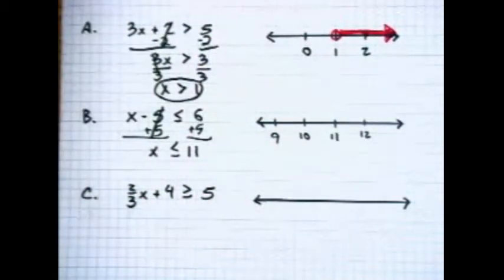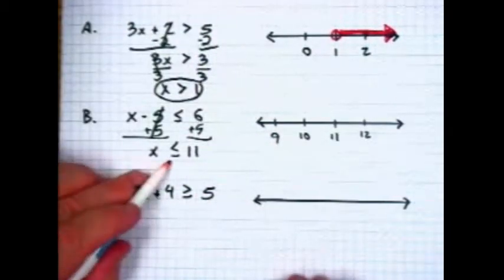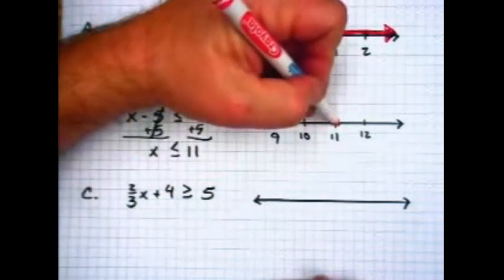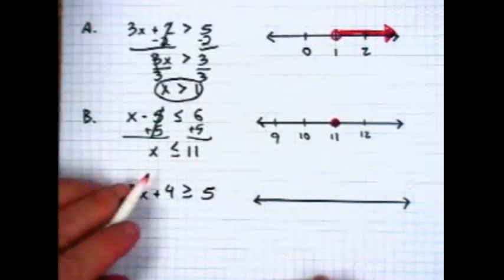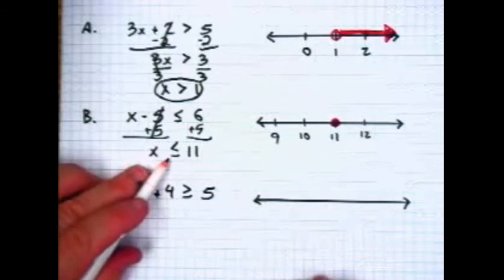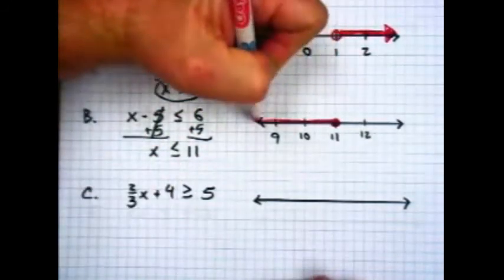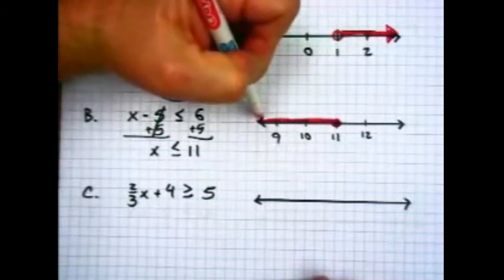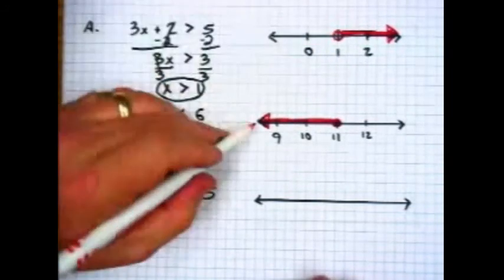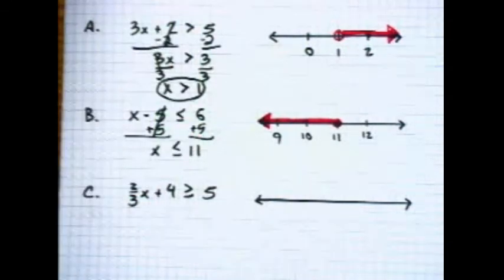In this case, x can equal 11. So we have to shade the 11. Or x could be any number less than 11. And that is all these numbers here stretching down forever in that direction.